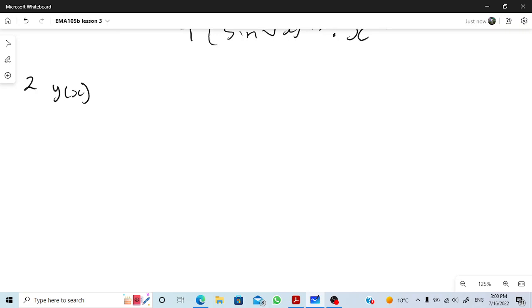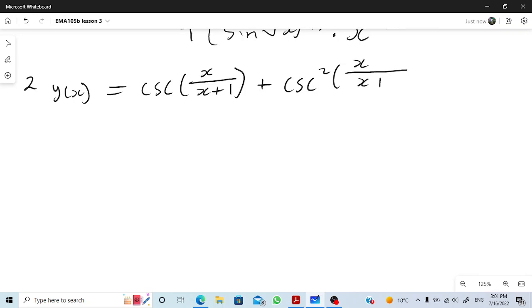So we have our y of x equals x over x plus 1, plus the cosecant squared of x over x plus 1. Okay, so now differentiate this equation. Even this one, we are going to use the chain rule. Why? You have a specific function inside a specific function.